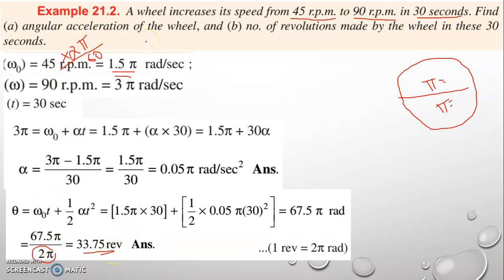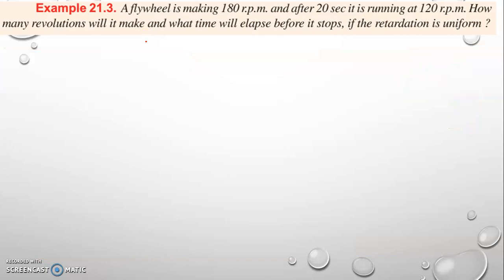So our answer is obtained. We'll go to the next problem. A flywheel is making 180 rpm and after 20 seconds it's running at 120 rpm. So initial velocity 180 rpm, final velocity 120 rpm. How many revolutions will it make and what time will elapse before it stops?